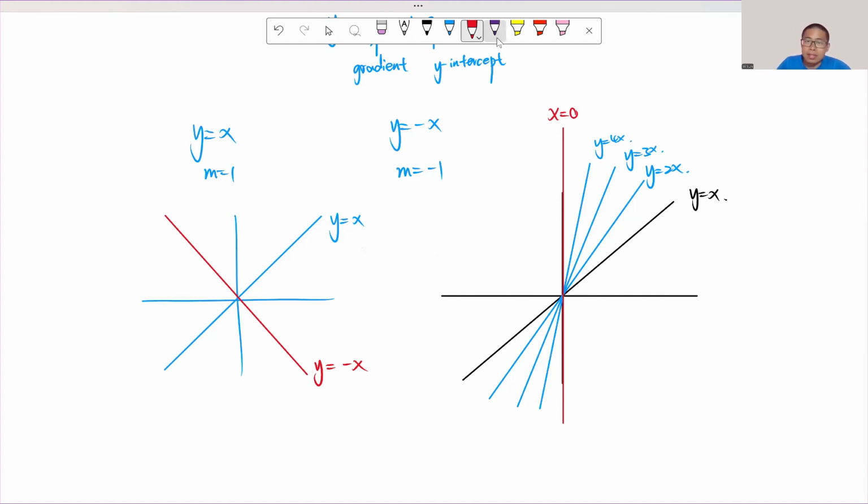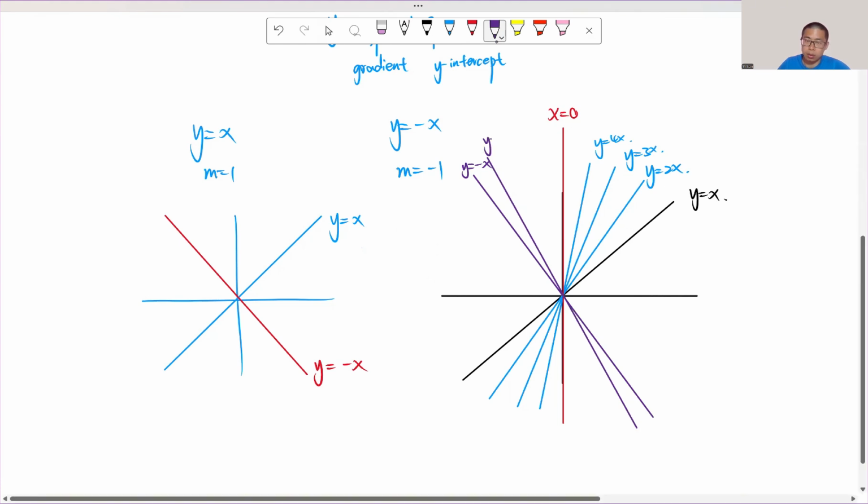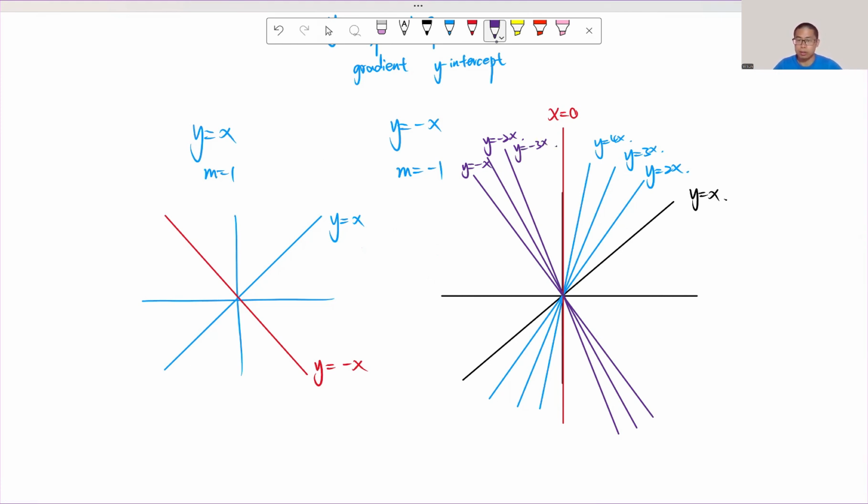And then if the line goes down, like y = -x, we know it goes down like that. If it's y = -2x, it should be steeper than y = -x. So this is more like y = -2x. And if we want to sketch y = -3x, it should be even steeper than that, and so on and so forth. So that's basically how we sketch straight line graphs.